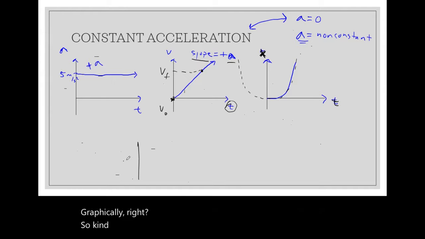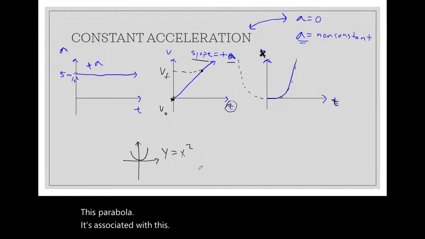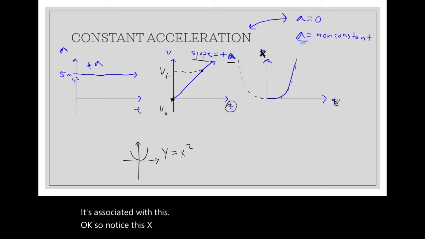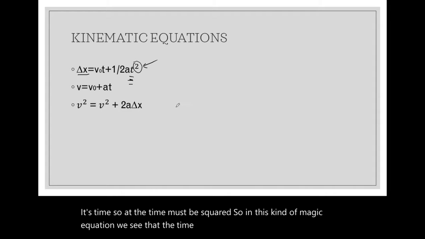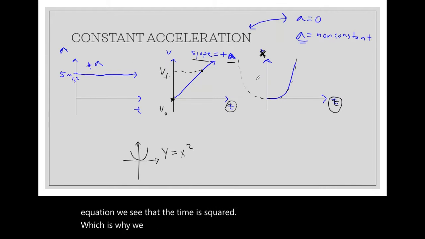So what I mean is, if we have this parabola, it's associated with this. Okay, so notice this x squared. So here it's time, it's time. So the time must be squared. In this kinematic equation, we see that the time is squared, which is why we have this parabola form for this graph.